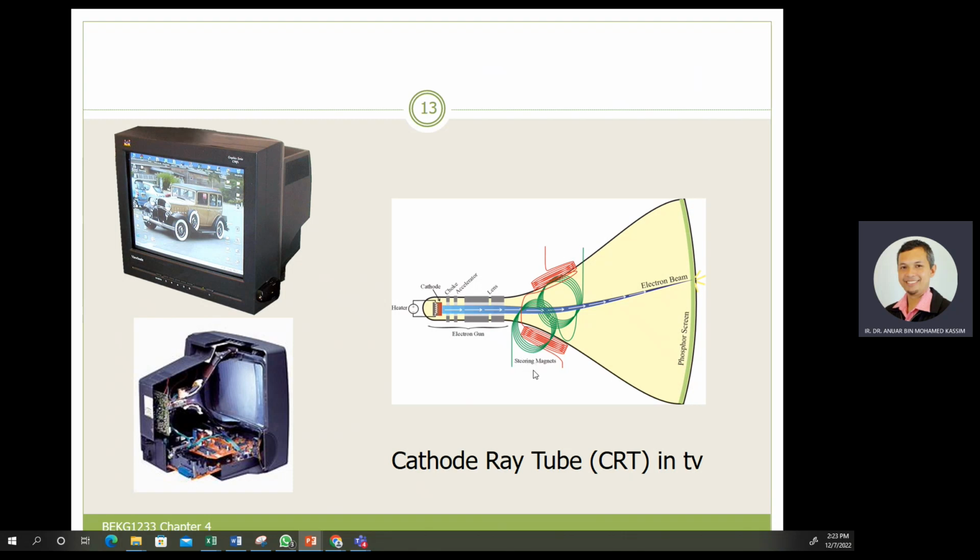And here there is a steering magnet, in order to control either the vertical or the horizontal, to make sure the electron beam can go to the left and right and also top and bottom.